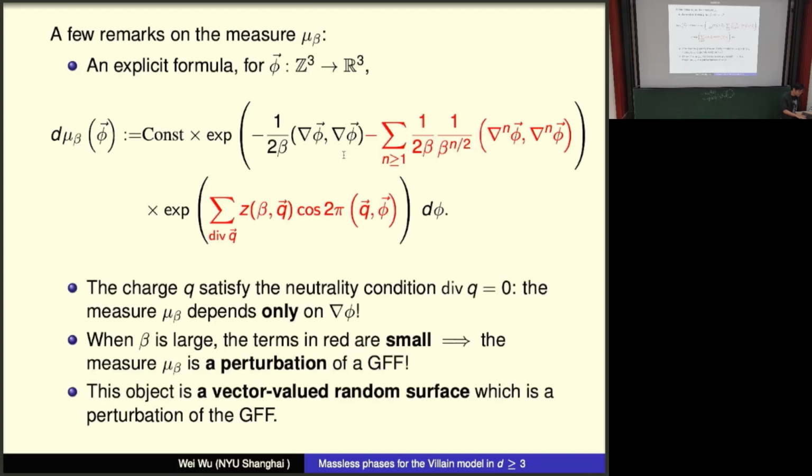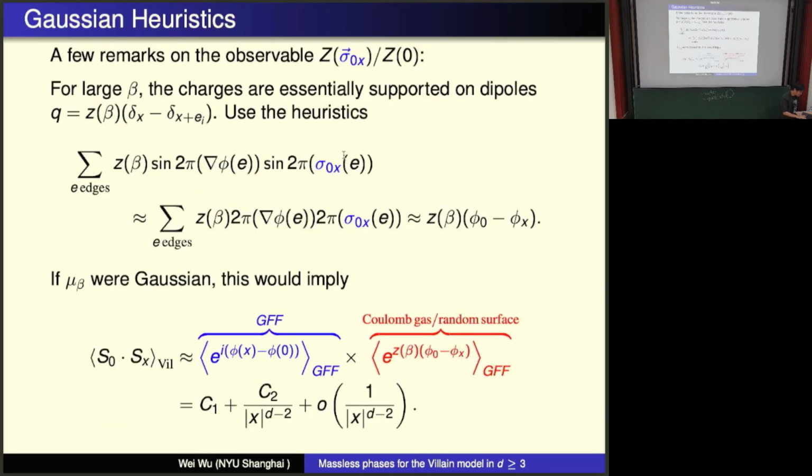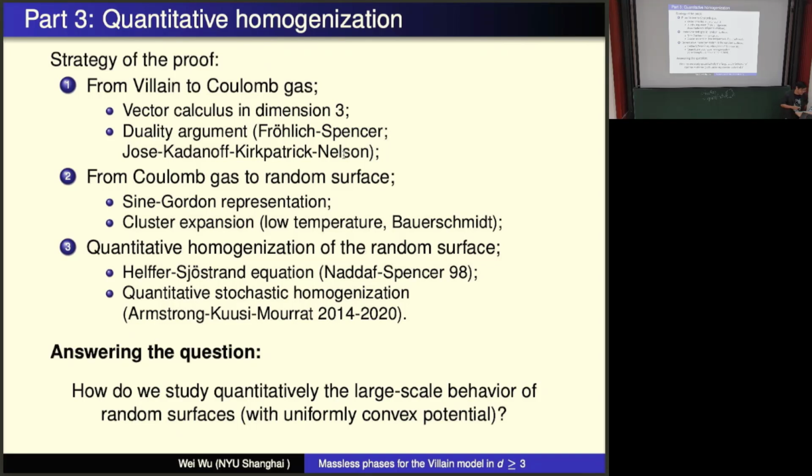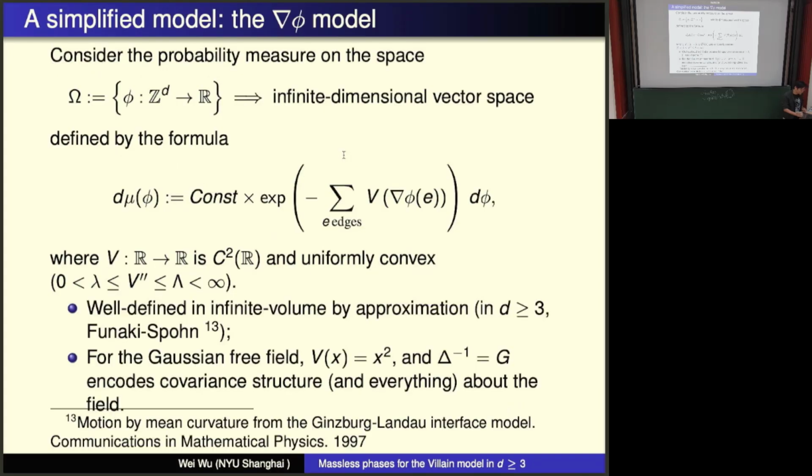So we're doing that with the tools of PDE, and in particular from the so-called quantitative homogenization, which, basically we're adapting the work of Armstrong, Kuusi, and Mourrat to analyze this random height function. So let me give a simple example, much simpler than the measure we wrote. This is called a gradient phi model.